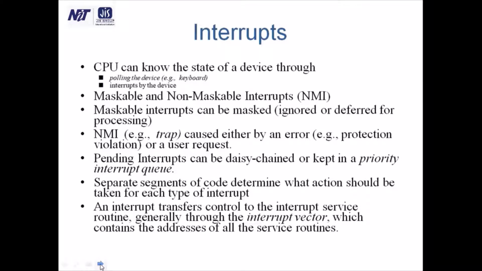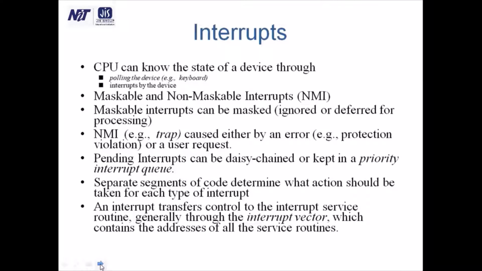So first we begin with interrupt. What is an interrupt? An interrupt is a signal to the processor to suspend the current executing program and run a specified routine. So the CPU can know the state of a device through polling the device and through interrupts by the device. Whenever the execution of a routine is completed, the processor switches back to the original program.